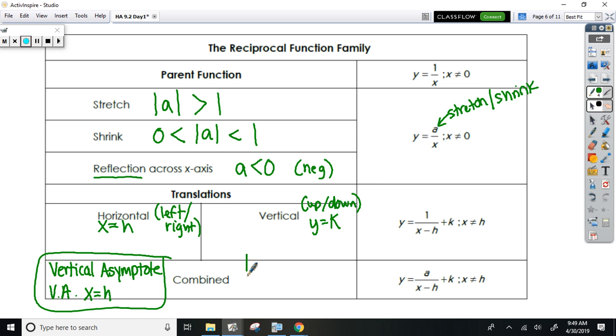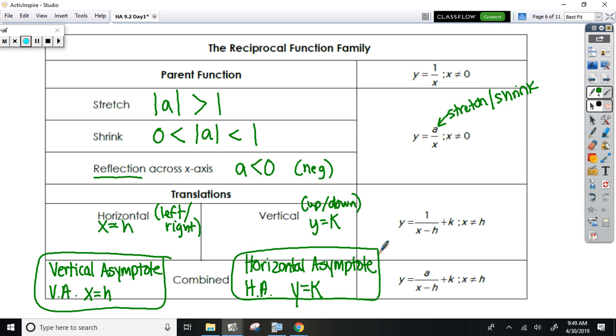A horizontal asymptote, again, spelling, writing out too long, so we'll abbreviate that HA. The horizontal asymptote's equation will always be y equals k. And that'll be whatever the k value is at the end. So if you want to put this into your notes, we can say that the h value will be the vertical asymptote, the k value will be the horizontal asymptote.